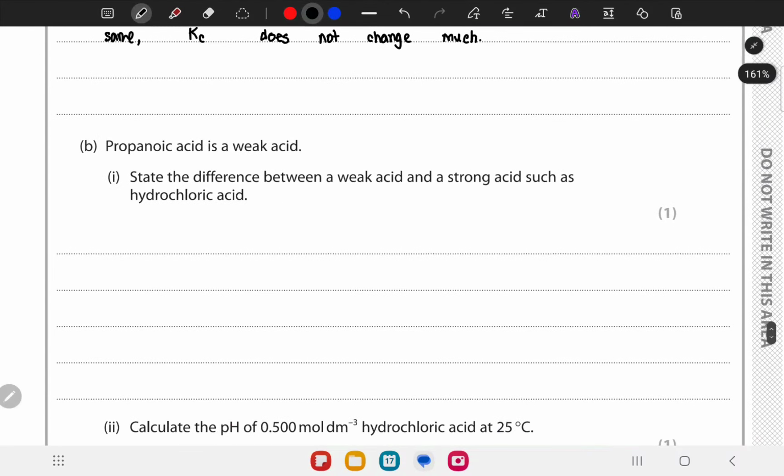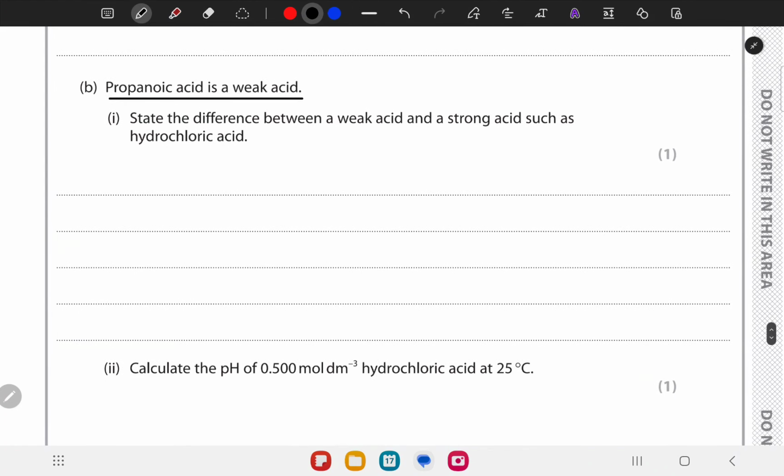Now in part B we are told that propanoic acid is a weak acid. We have to describe the difference between a weak acid and a strong acid such as hydrochloric acid. The difference is that a strong acid is almost completely dissociated while a weak acid is partially dissociated. So all of the hydrochloric acid will dissociate into H plus and Cl minus ions, while propanoic acid will not do the same, only partially.